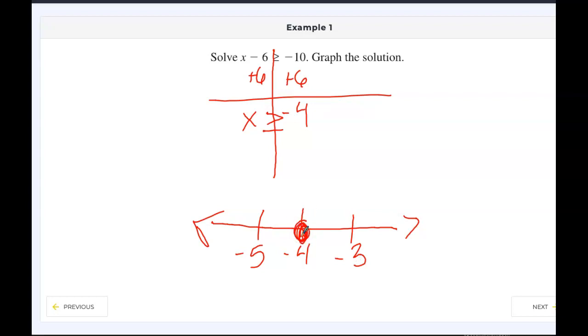And then where is my arrow going to go? To the right, because that's where the numbers are greater. Questions on that one? No. Okay.